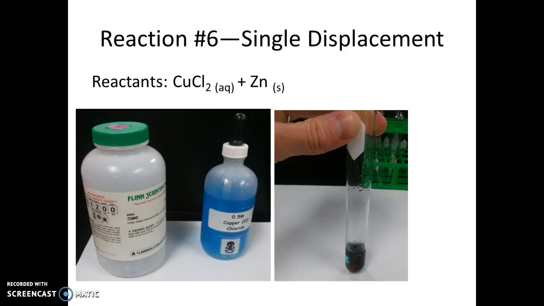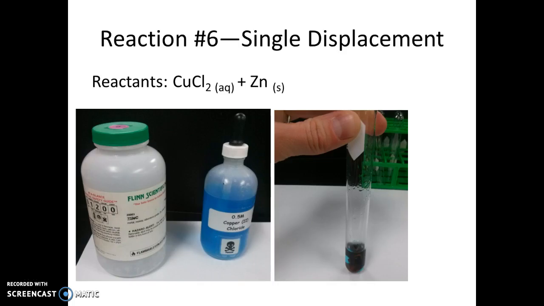You want to get about 2 milliliters of the copper 2 chloride, so that would be 2 big squeezes with the dropper on the top of the bottle. And you want to put that in a test tube. To that, you want to add about 1 to 2 pieces of your mossy zinc. You want to let this react for about 10 to 15 minutes before you record your final observations of the reaction. You might want to observe the metal at the end of the reaction.